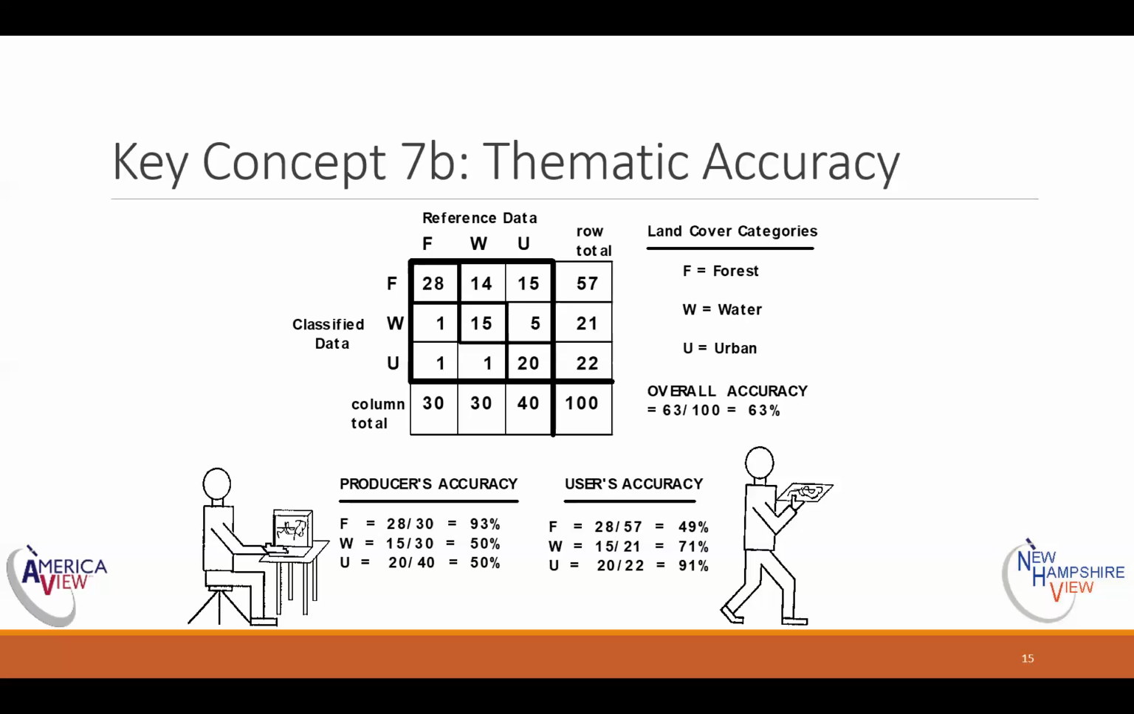And so if I go down to the user's accuracy at the bottom there, you can see that I got it right 28 times, but I called 57 things forest, so 49% of the time, something that I called forest was actually forest. In other words, if we use this map to go have a picnic lunch in the woods, we're going to end up with a better chance of drowning or getting hit by a car than ending up in the woods.